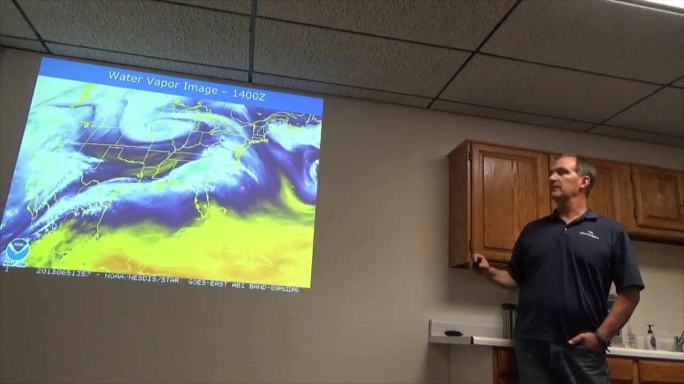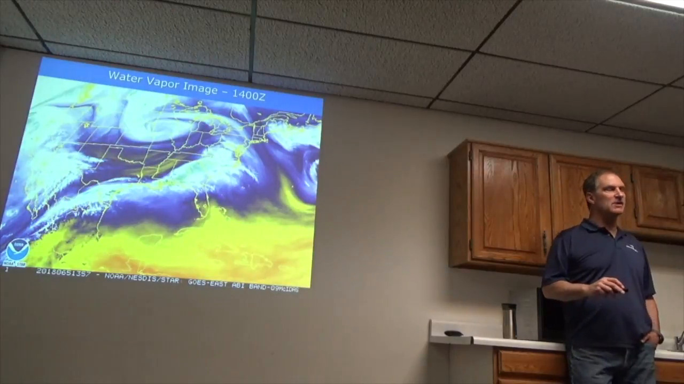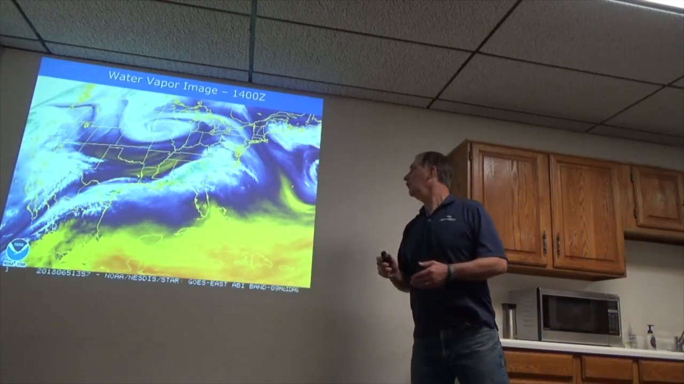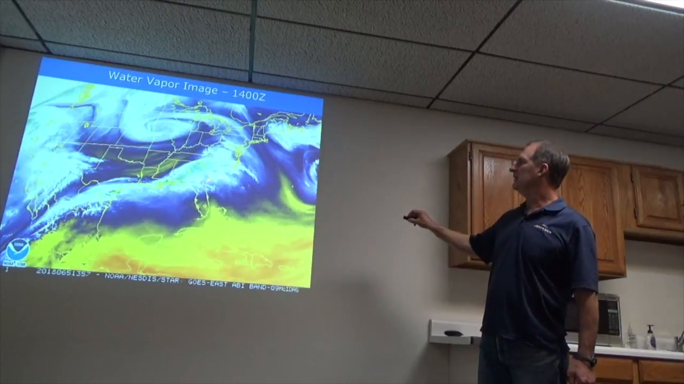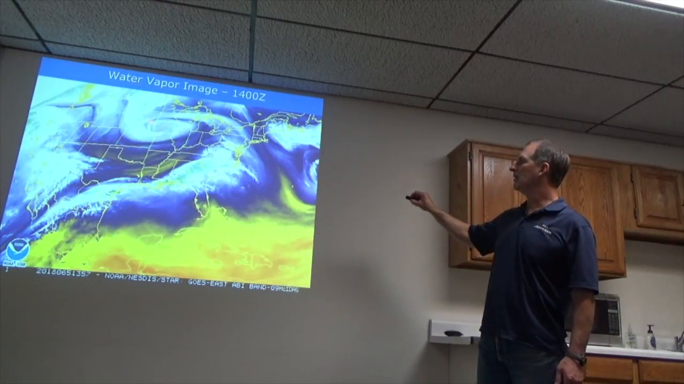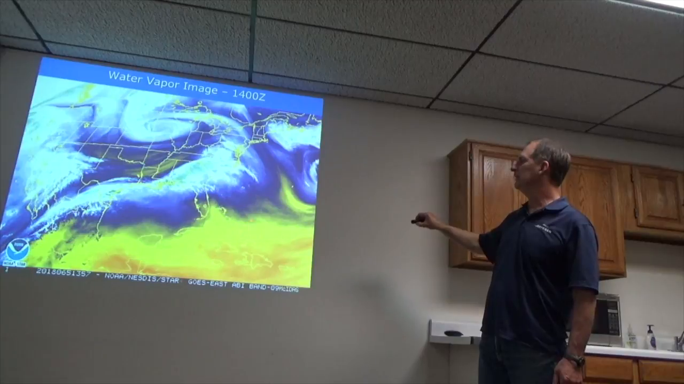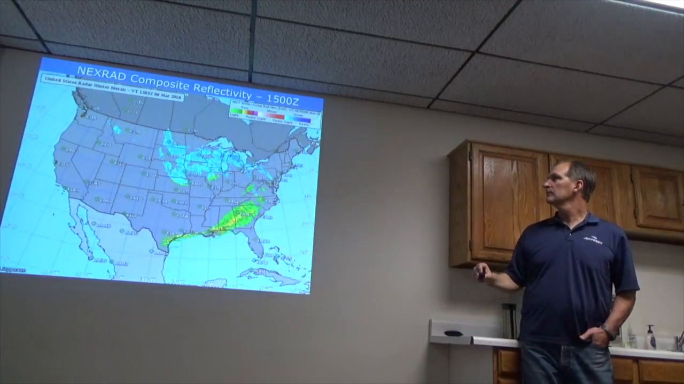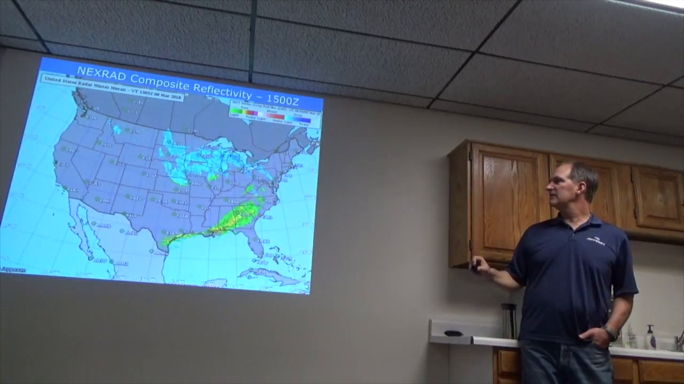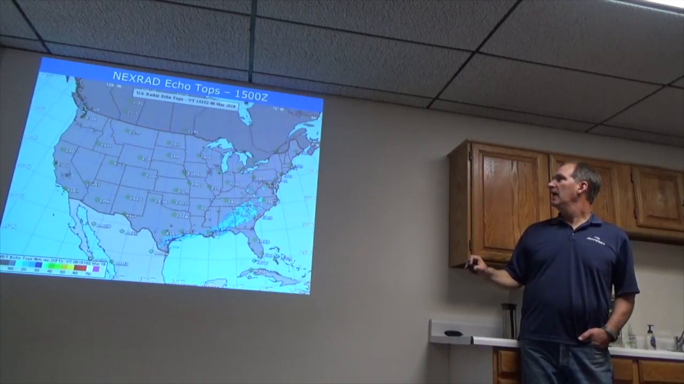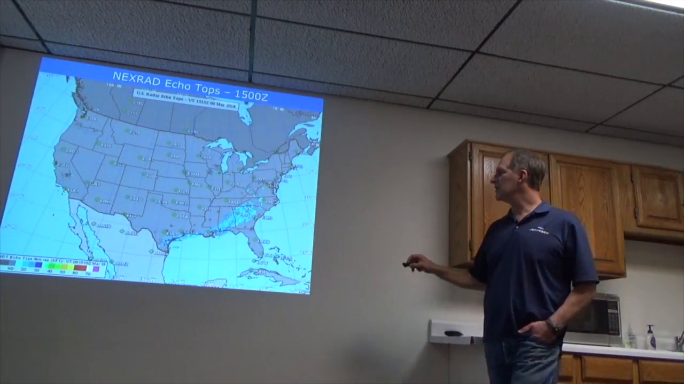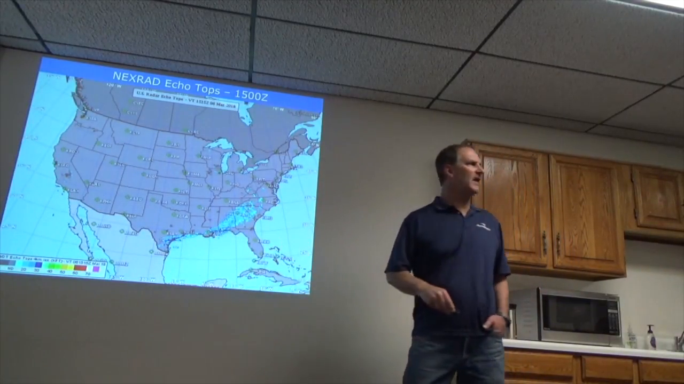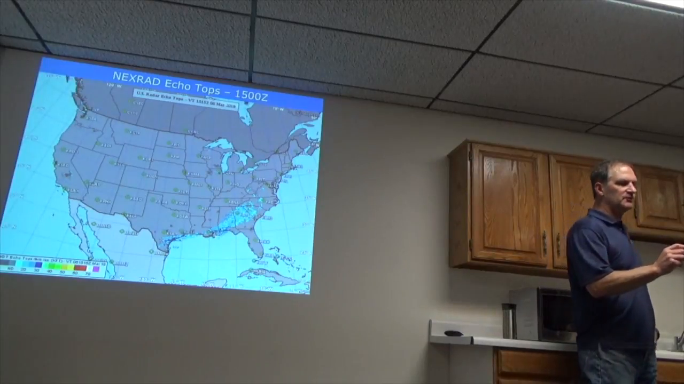So this is our water vapor image, just another form of satellite that looks at water vapor instead of clouds. So we have more moisture in these white areas, lots of water vapor, drier where you have blues and yellows. And again, our reflectivity and our tops. You notice here some of our tops are in this kind of dark blue range up around 30,000 feet. So for March, that's not too bad.